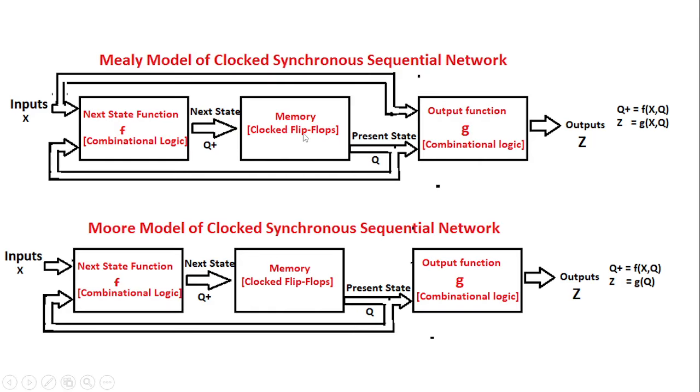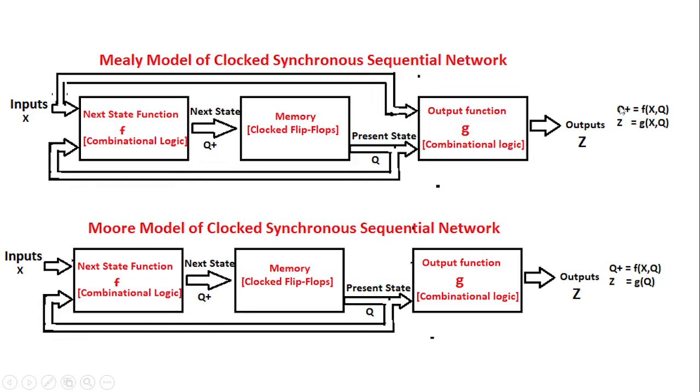The memory output is called the present state. The present state and the inputs are used with the help of combinational logic, which drives the next state and also drives the output. In case of the Mealy model, the outputs and the next state depend upon both the inputs and the present state.